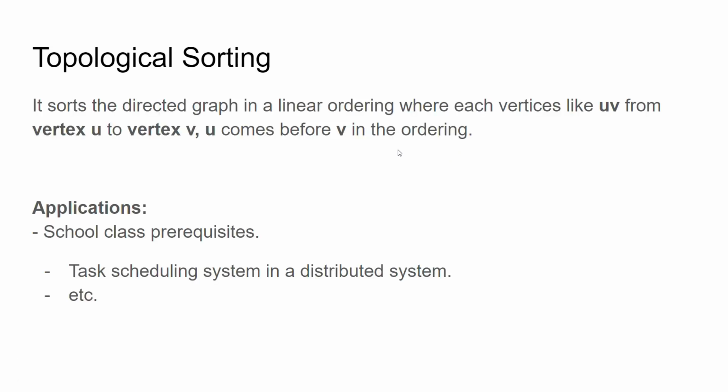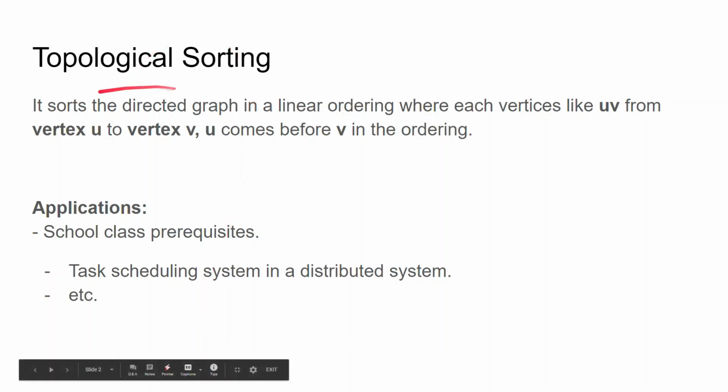In this video, we're going to take a look at an algorithm called topological sorting. The topological sorting algorithm basically sorts a directed graph into a linear ordering where, for each edge uv from vertex u to vertex v, the vertex u comes before vertex v. And there are a couple of applications where we use topological sort.